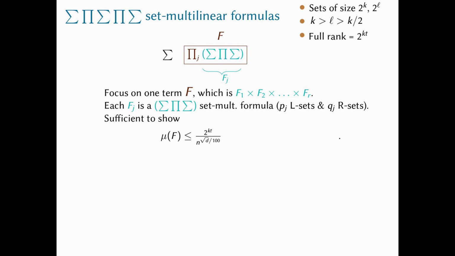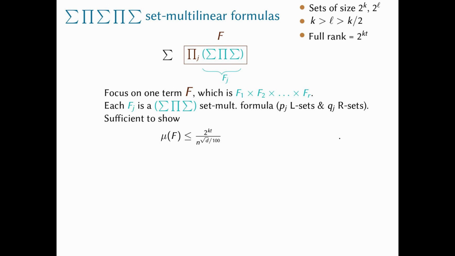Okay, so if we can show that the measure of one term is smaller than the full rank divided by n to the square root of d divided by 100, it implies, by subadditivity of the measure, that for the sum of all the terms, the measure will be multiplied by at most the number of terms in the sum.